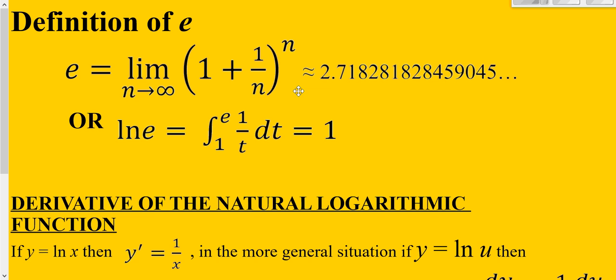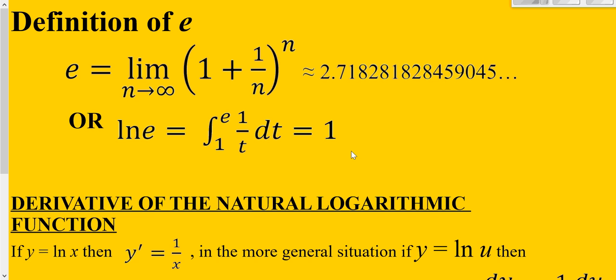Now, if you want to refresh your memory on e, we've looked at this top method before for approximating e. If you go 1 plus 1 over n, all raised to the n power, and n goes towards infinity, that's one of your definitions of e, and you get approximately this. Now, the natural log of e is the integral from 1 to e of 1 over t dt, which gives you 1.